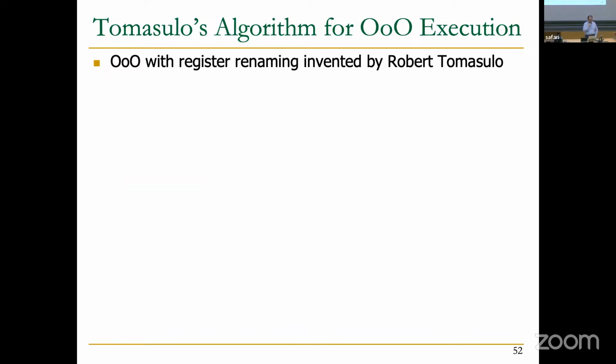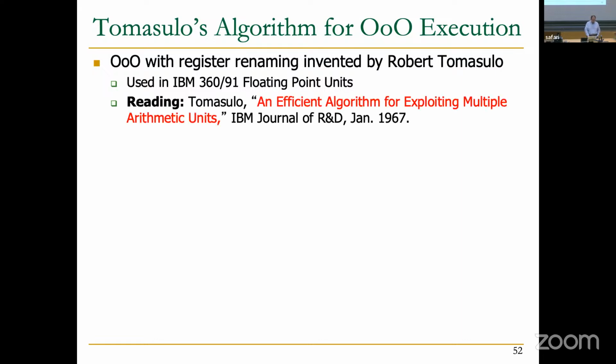So this idea was invented by Robert Tomasulo: out-of-order execution with register renaming. It was used in the IBM 360 only in the floating point units. If you want to read the paper that Tomasulo wrote, you can check the IBM journal.